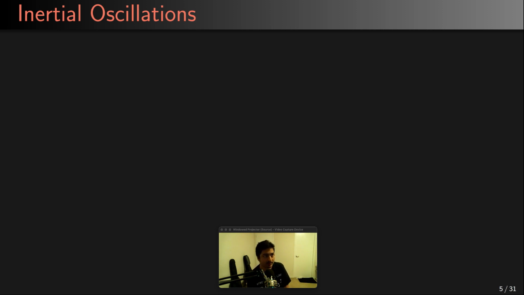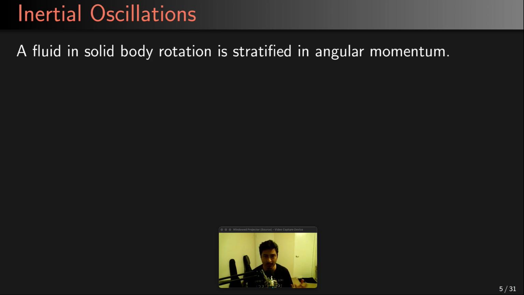Now, to understand inertial oscillations, it's useful to provide an analog with internal gravity waves, where if you have a stable density stratification, and if you lift up a parcel of fluid against gravity, it falls down and then rises up after it has overshot its equilibrium position, keeps going back and forth. Now, if you consider a fluid in solid body rotation, it has a different kind of stratification. It's stratified in angular momentum.